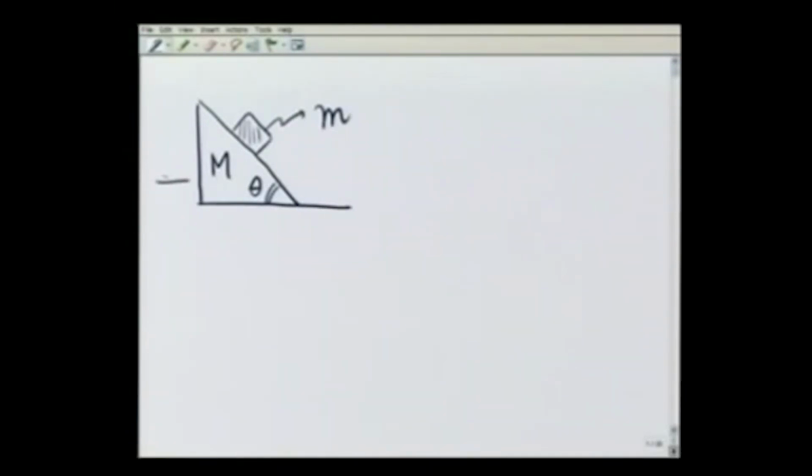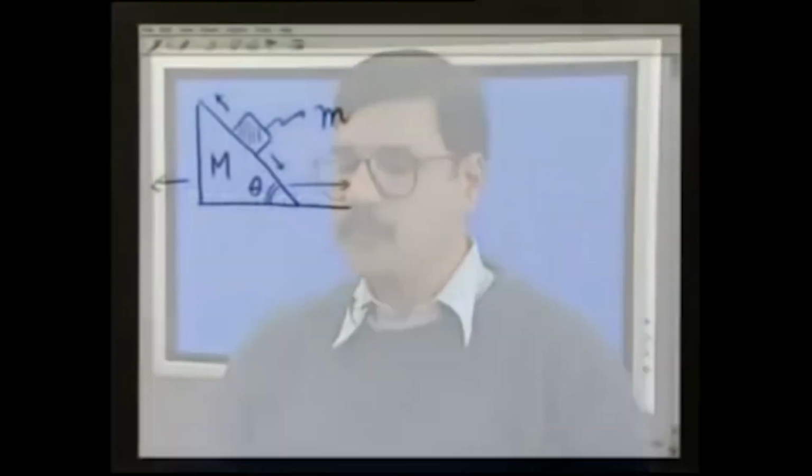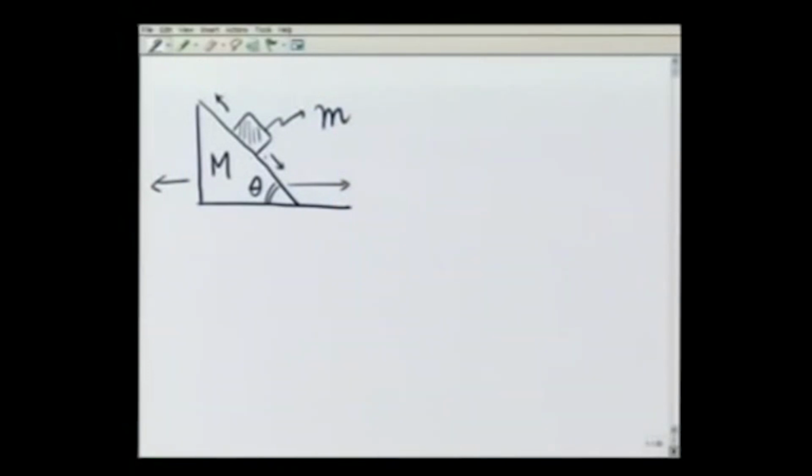Therefore, this wedge is free to move in this direction and the block is free to move along the inclined plane. This is a constrained motion because the block of mass small m is free to move only along the incline. Therefore, its y and x displacements are going to be related. Let us see then what the constraints are.